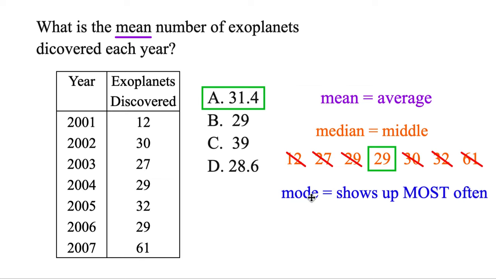Then if they ask you for the mode, that's just the one that shows up the most often. But the only one that shows up more than once is 29. So automatically, that one is the mode.